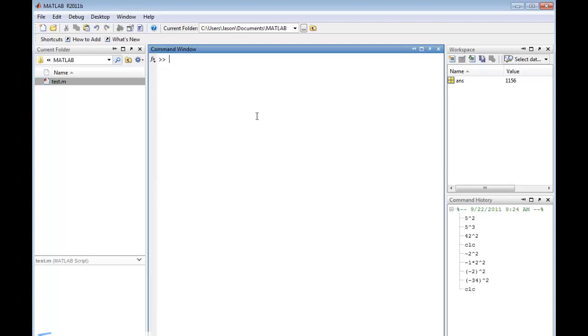Now these exponents can be, of course, used along with calculations involving addition, subtraction. You can kind of mix them all together. So if you had something like 2 plus 3 squared, of course Matlab will get the answer, and the answer is 11. Now the way it works is order of operations. It does the exponent first. 3 squared is 9. 9 plus 2 is 11.